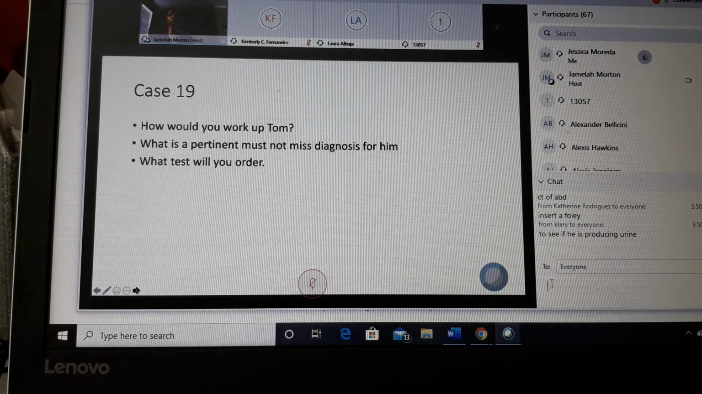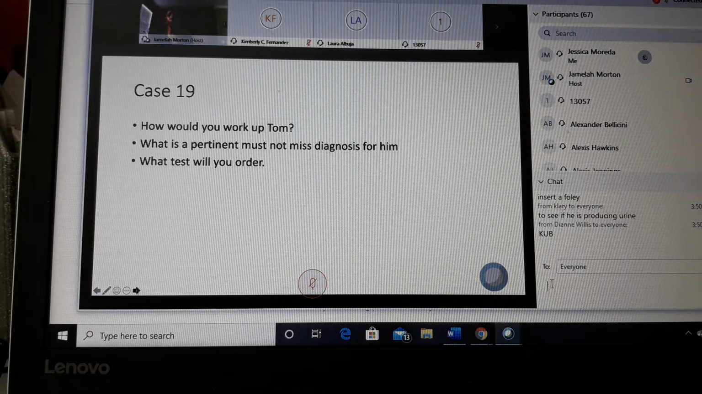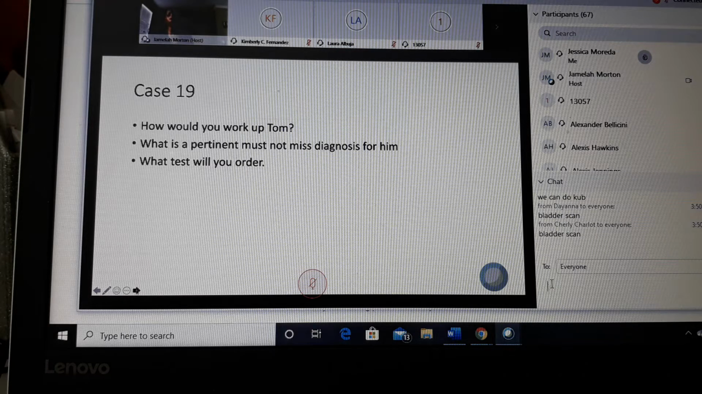So would you think it's an abdominal obstruction? Some people are saying insert a Foley or a KUB. Okay. You probably can insert a Foley, but what would this be? You can insert a Foley, you can check the urine output via a bladder scan, all this stuff. Okay, you can do an abdominal CT, but what would you do to prevent Tom from having permanent issues?